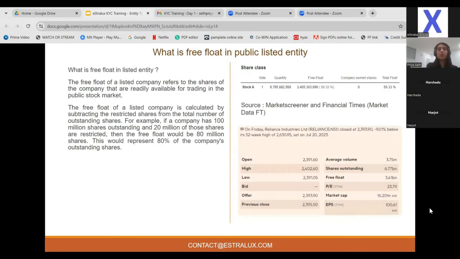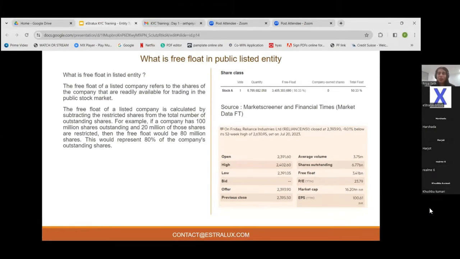Okay. So, this slide also has the same thing, which is the free float explained. On the right hand side, you can see that whenever you go to a stock exchange, you will see all these types of data, which you don't have to worry about. I will go through them one by one when you're actually researching from the KYC perspective. But yes, you can see these are the types of shares, and you have the free float, which is 3.41 billion, average volume, and all that. So don't bother about it. We will go through it. It's just an example for now.